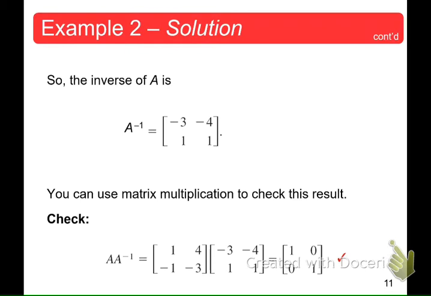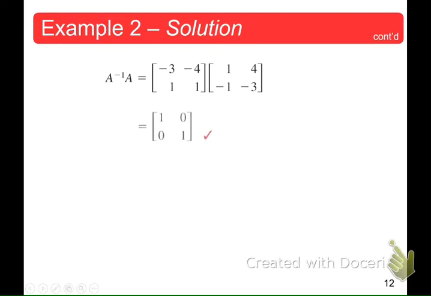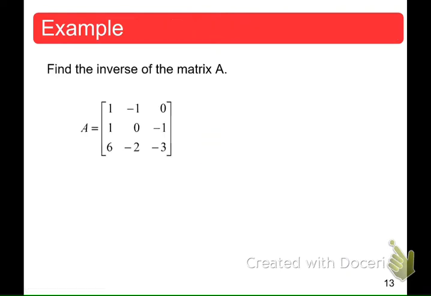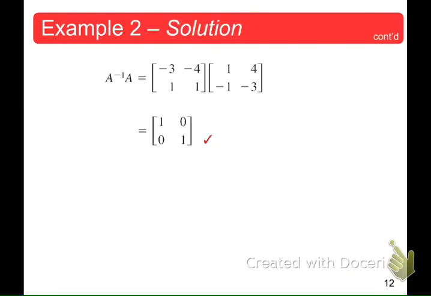And anytime you want to check, you always want to go back, and I won't do the checking in this video, but you always want to go back and multiply your A times your A inverse and your A inverse times A, to make sure that you get the identity matrix.